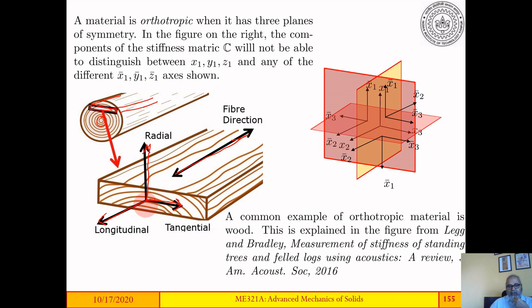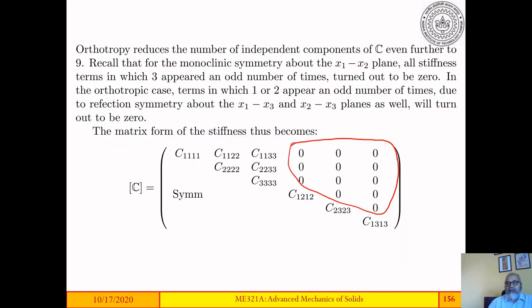So if you flip about any of these axes, the properties should be the same. This is for wood, which is a natural material. There are synthetic man-made materials like composites that also have orthotropic symmetry. And in case of orthotropic symmetry, you have further reduction in the number of independent constants, and there are only 9 constants here. A very special case of orthotropic symmetry occurs in materials, again natural materials as well as man-made materials, known as transversely isotropic material, transverse isotropy.